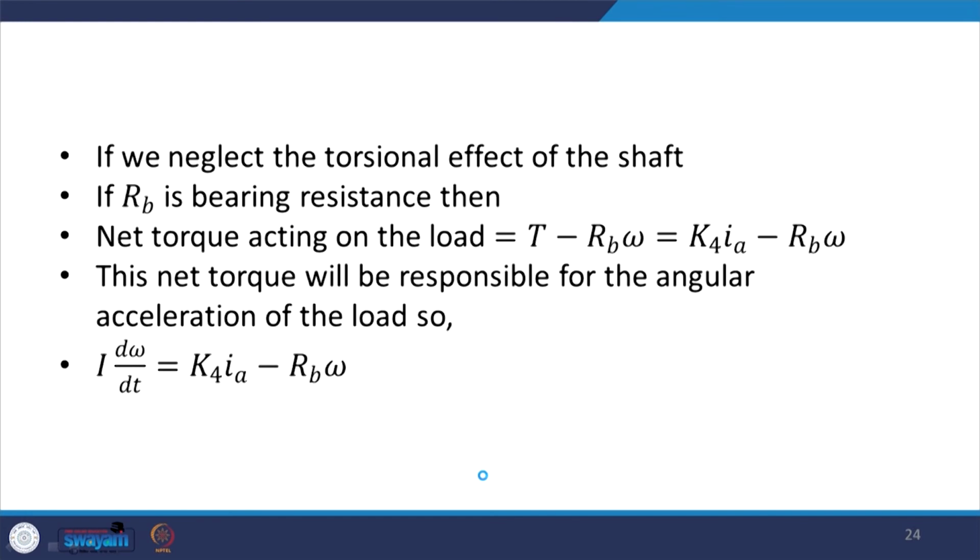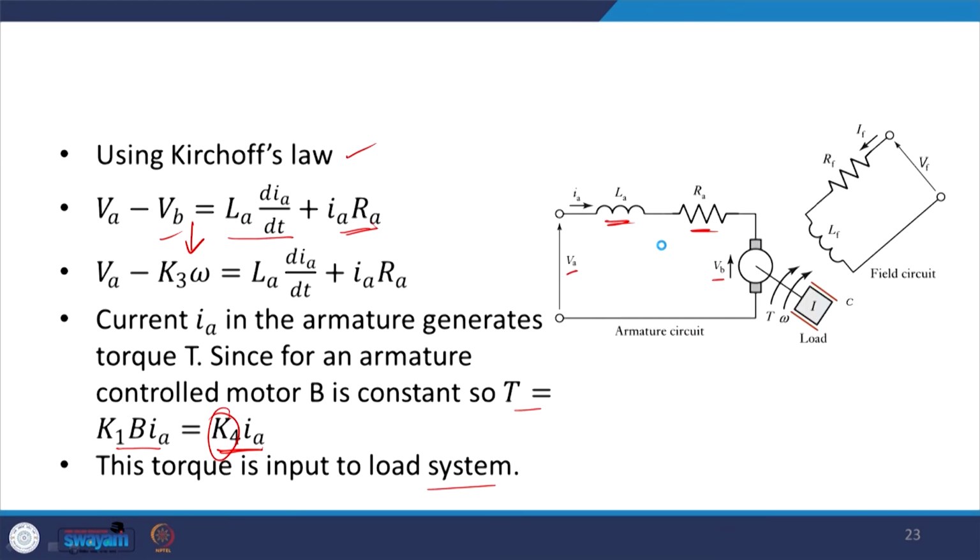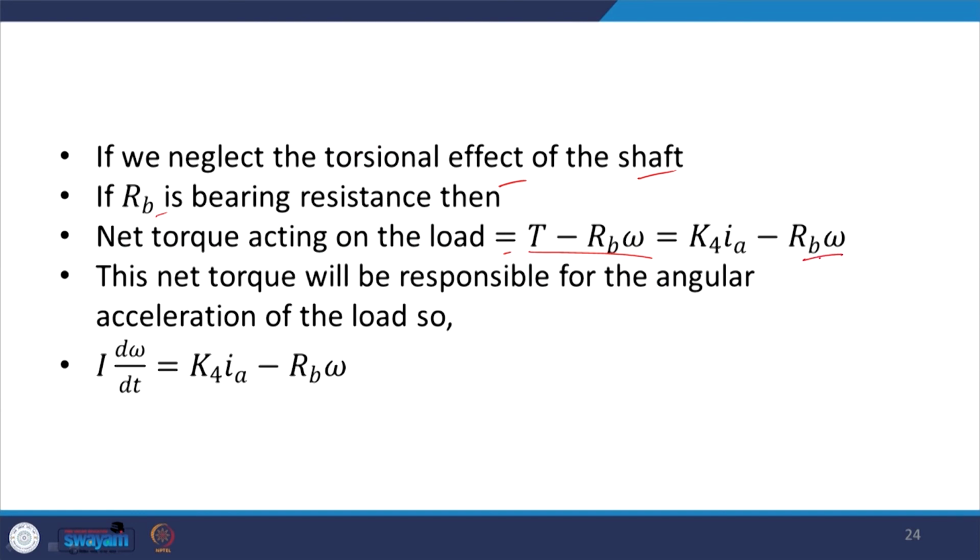Okay. And if we neglect the torsional effect of the shaft, and if RB is the bearing resistance, then the net torque acting on the load is basically T minus RB into omega. Here you have a load, and there is a torque T, and the resistance in the bearing will actually be RB omega over here. So, we have this, and this net torque is going to be responsible for the angular acceleration of the load. So, this is I d omega by dt is equal to K4 Ia minus RB into omega.